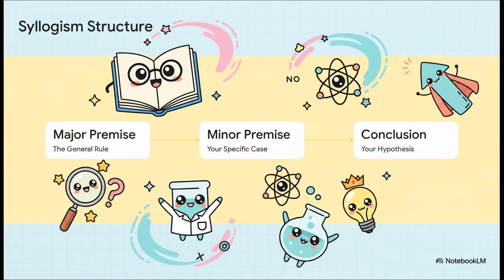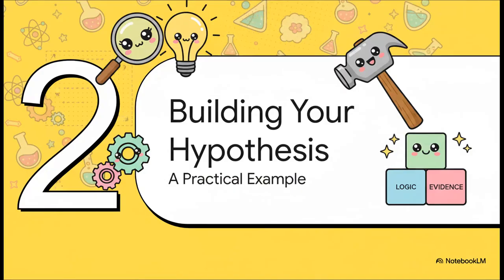You've got your major premise. That's the general rule you find when you're doing your research. Then the minor premise, that's your specific experiment. And finally, the conclusion, which is just the logical result of the first two. And guess what that conclusion is? Boom, it's your hypothesis. All right, so let's actually put this tool to work. We're going to use this three-step blueprint to build a completely rock-solid hypothesis, right here from scratch.